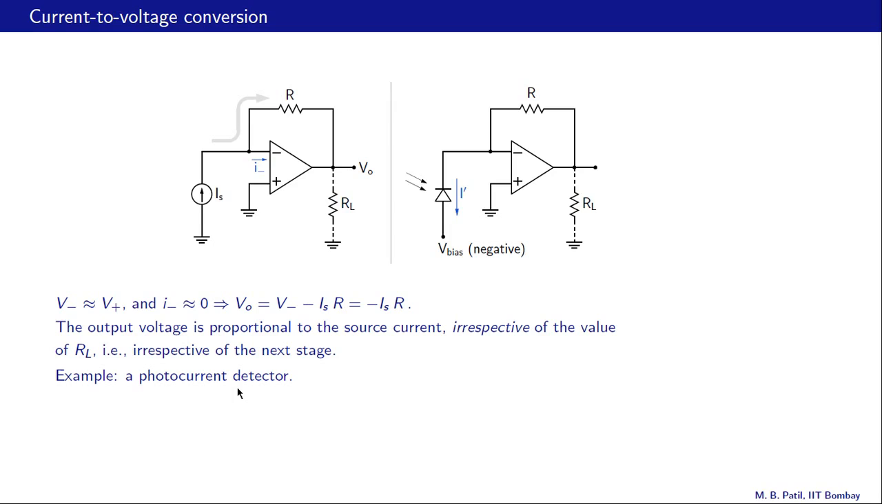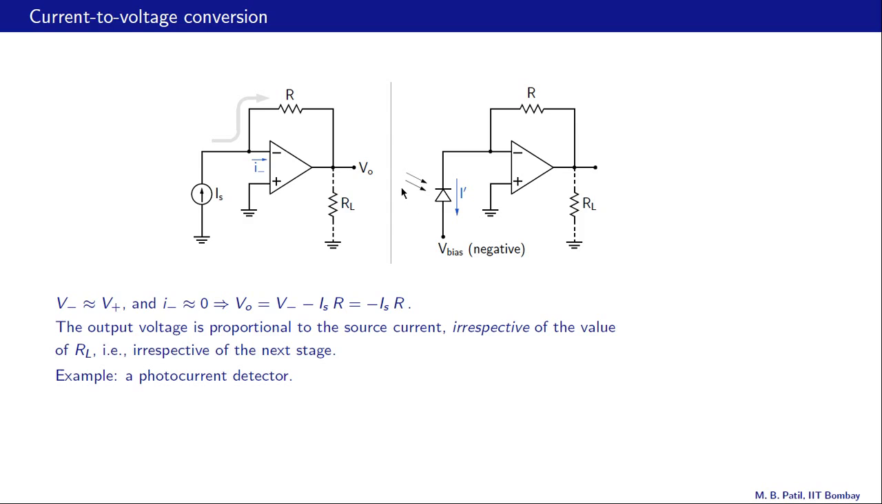Okay, so let's look at the circuit. Here is the circuit. This V bias is negative, let's say minus 5 volts. This node is at virtual ground, so the N terminal of the diode is at 0 volts and the P is at minus 5 volts, for example. So therefore the diode is under reverse bias.